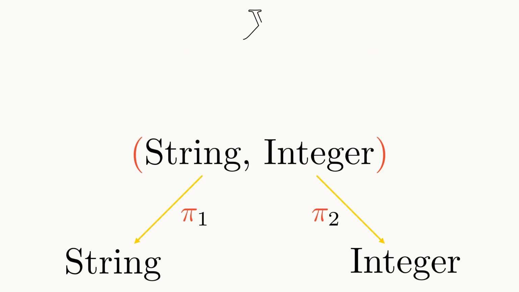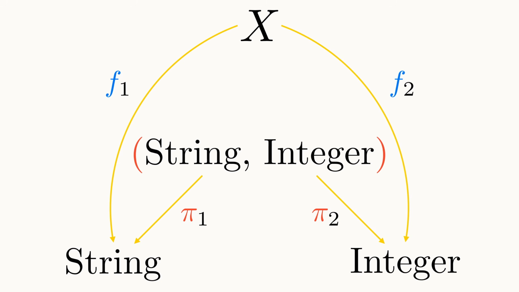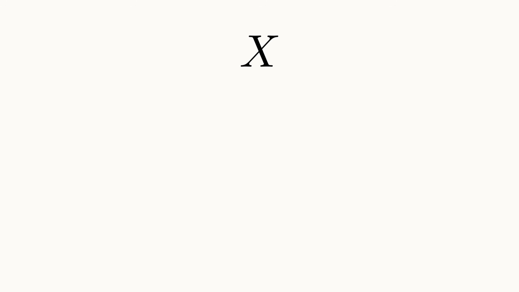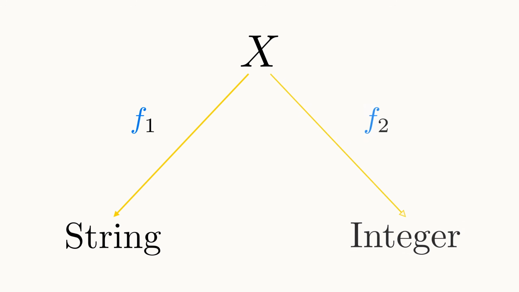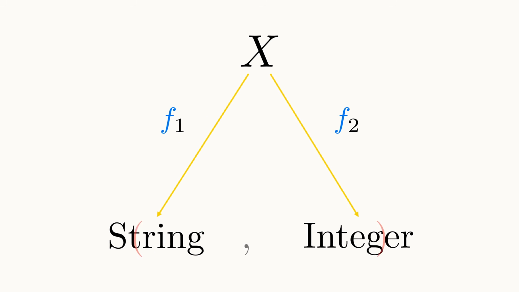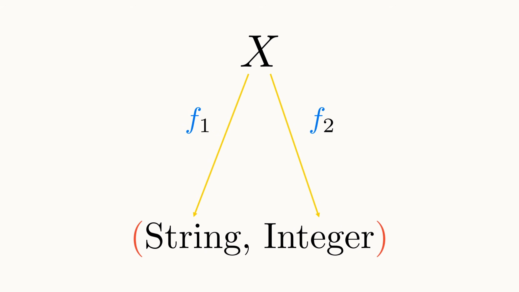Consider any arbitrary type x, which has a function f1 of type x to string, and f2 of type x to integer. Then we need to show that there exists a unique function of type x to string integer that makes this diagram commute. The key observation here is that since f1 outputs a term of type string, and f2 outputs a term of type integer, together we can make a pair of a string and an integer by using f1 to make the first element and f2 to make the second element.